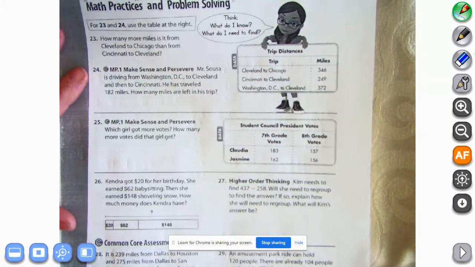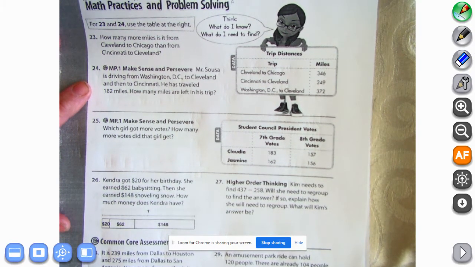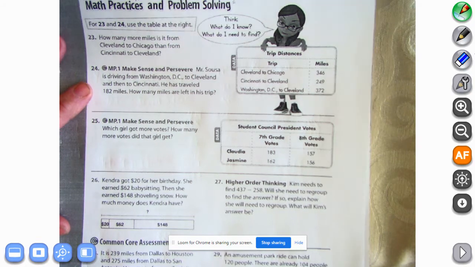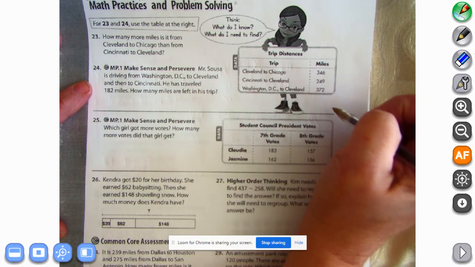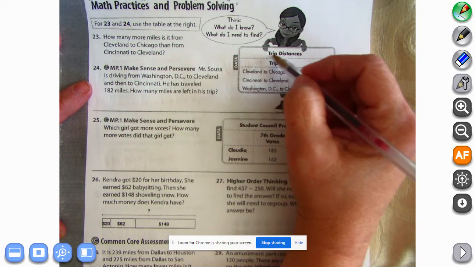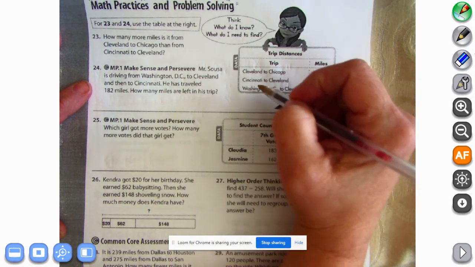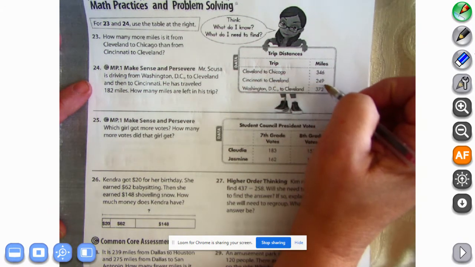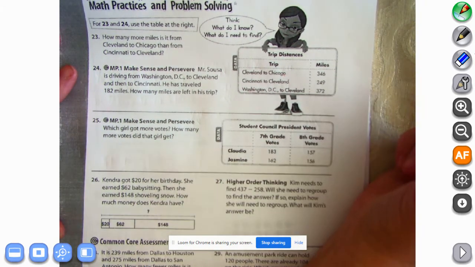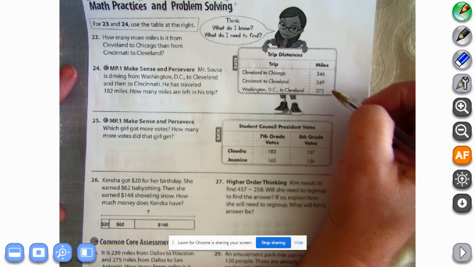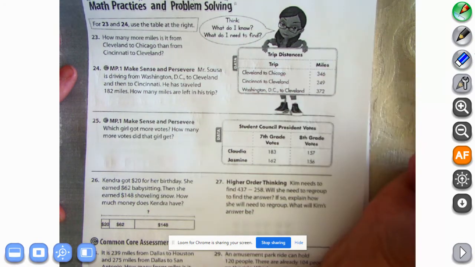All right, how many more miles is it from Cleveland to Chicago than from Cincinnati to Cleveland? Okay, think, what do I know? What do I need to find? So this diagram here shows us the distance in trips. A trip from Cleveland to Chicago is going to be 346 miles. A trip from Cincinnati to Cleveland is going to be 249 miles. From Washington, D.C. to Cleveland is 372 miles. So how many more miles is it to go to Chicago than it is to go to Cincinnati?